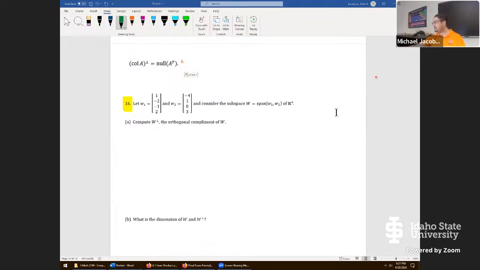So this question right here is guaranteed to be the last question on the final exam. Different numbers is all that's going to change, but the same general setup.